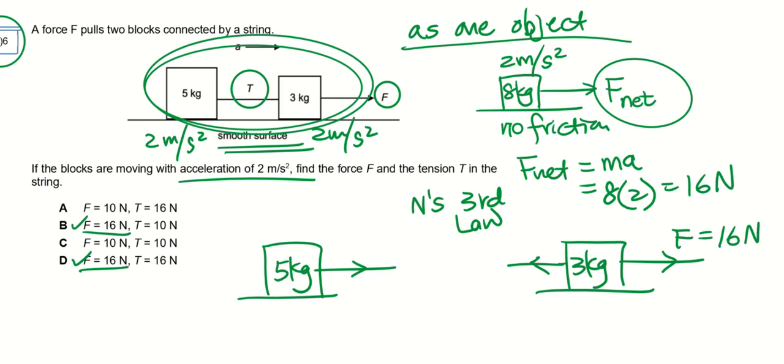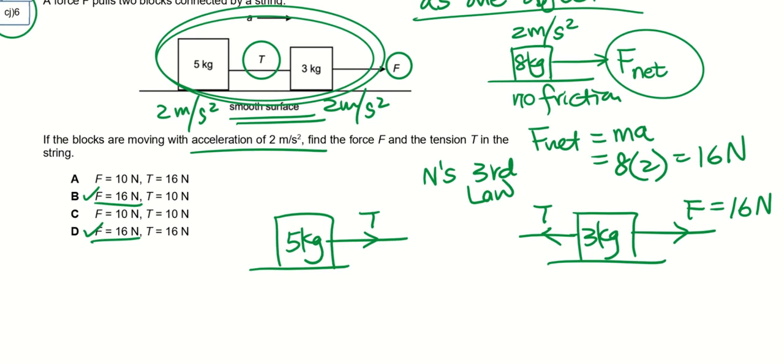The 3 kg pulls the 5 kg, but the 5 kg also pulls the 3 kg. So let's just call this T, and this is also T. Are there any other forces acting on the 5 kg? Only the T, right? Would the 5 kg know that this force is pulling him? He wouldn't know, because he will only see the force exerted by the 3 kg.